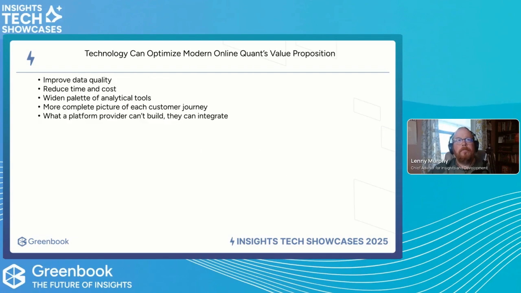And then, finally, everything we do today is going to be different tomorrow, literally, because technology is allowing us to do that. We are in a world where we're only going to see improvements to data quality. We're going to see further reductions of time and cost. There's going to be a widening palette of analytical tools. We're going to be able to look at things more holistically and comprehensively across the customer journey. And we're going to look at platforms that fit within a stack versus being standalone.